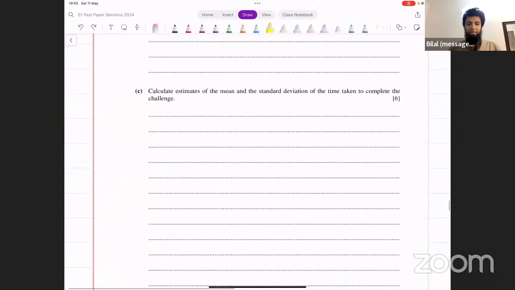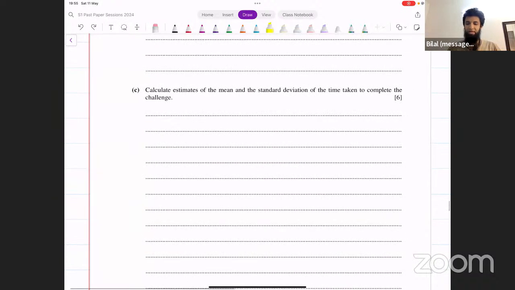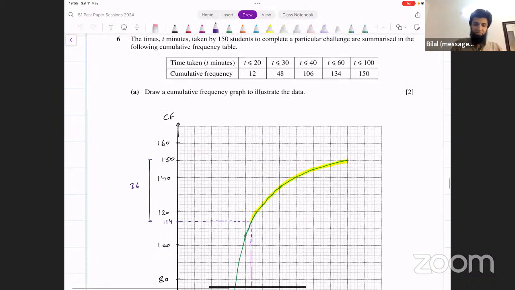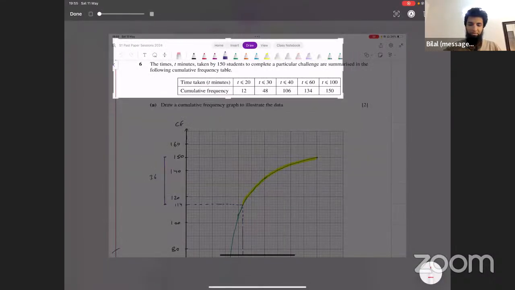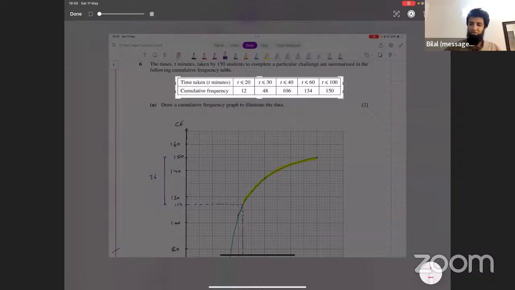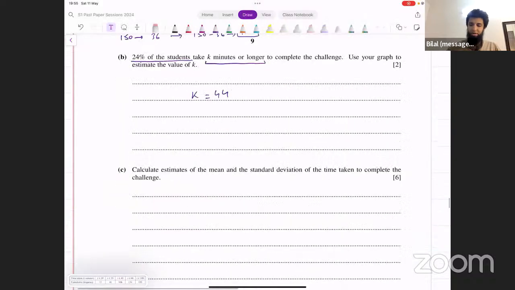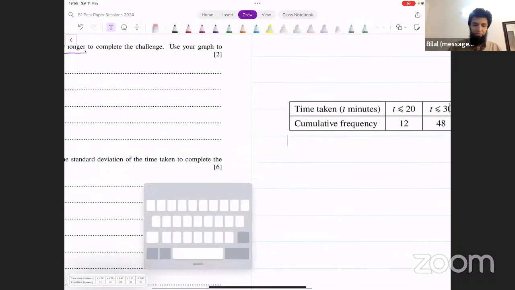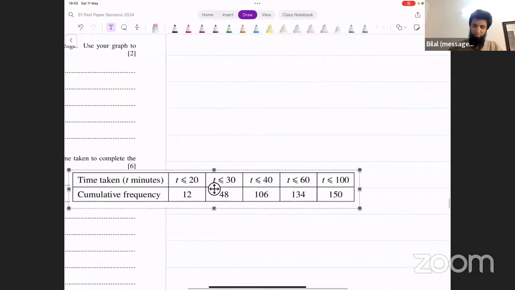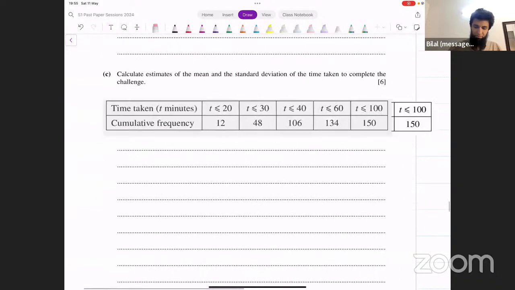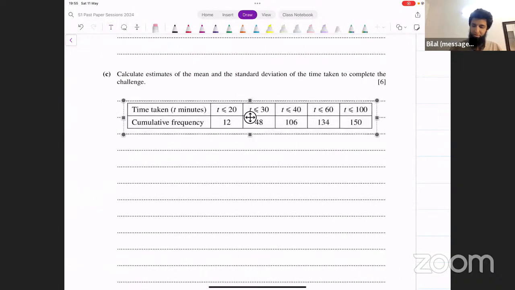Part C. Now it says calculate estimates of the mean and the standard deviation of the time taken to complete the challenge. Now we need to find mean and standard deviation for this data. Now the data that we're given is a cumulative frequency table. This is not a normal table. For finding mean and standard deviation for group data, we use the formulas sigma fx over sigma f, etc. Now I'll write those formulas here. This is the table that we're given.